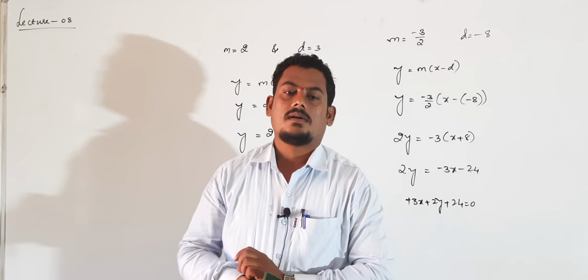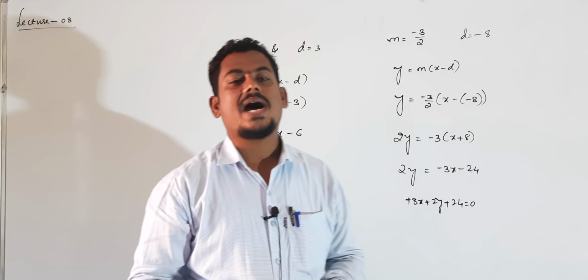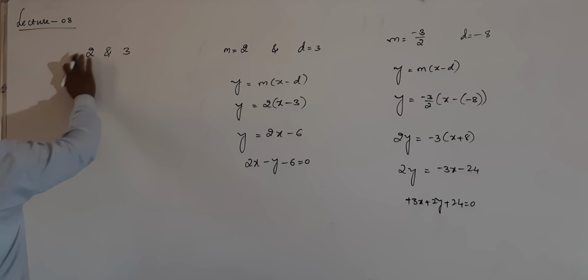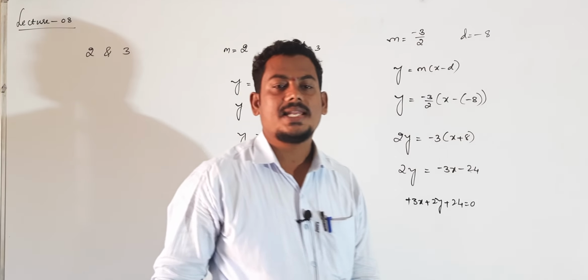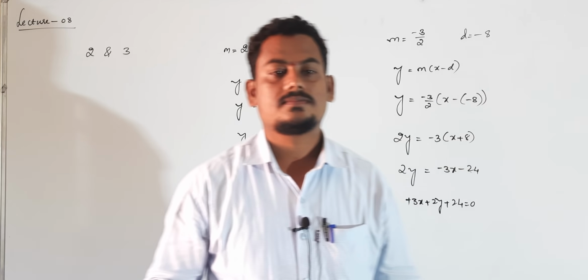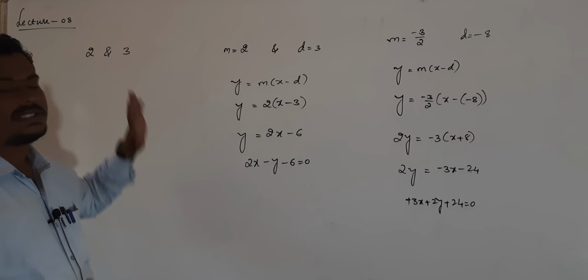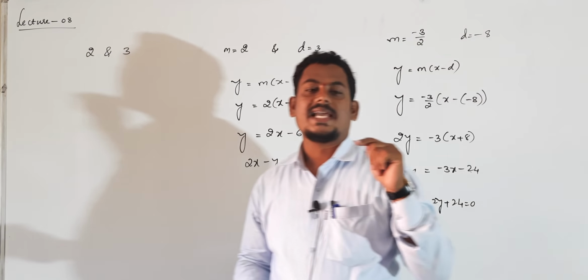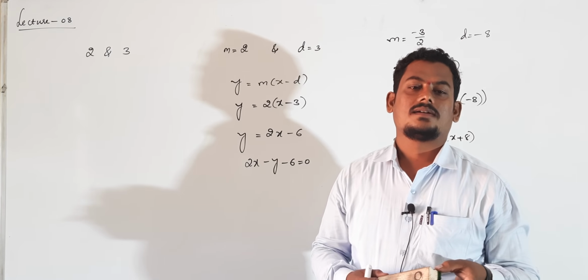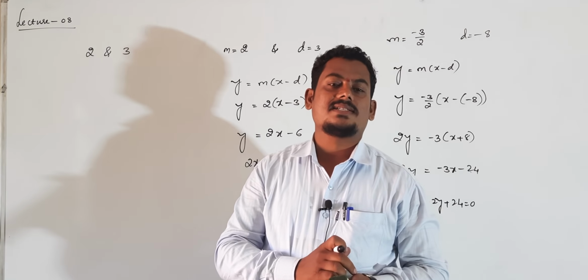Next problem, find the equation of the line whose x and y intercepts are 2 and 3. Means x-intercept 2 and y-intercept 3. In this case, both x-intercept as well as y-intercepts are given. Then which formula is applicable? In this case, both x-intercept as well as y-intercept is given, right?